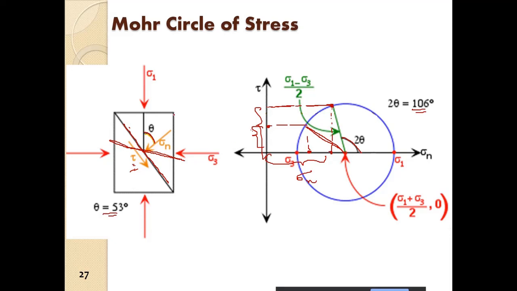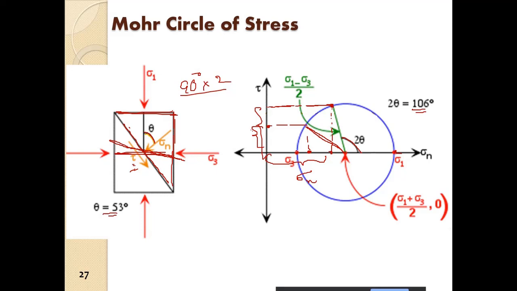When theta is equal to 0, or theta is equal to 90 degrees, in the case of 0 it will be here, and that is sigma 3. In the case of 90 degrees, 90 times 2 gives 180 degrees, so this is sigma 1 here.